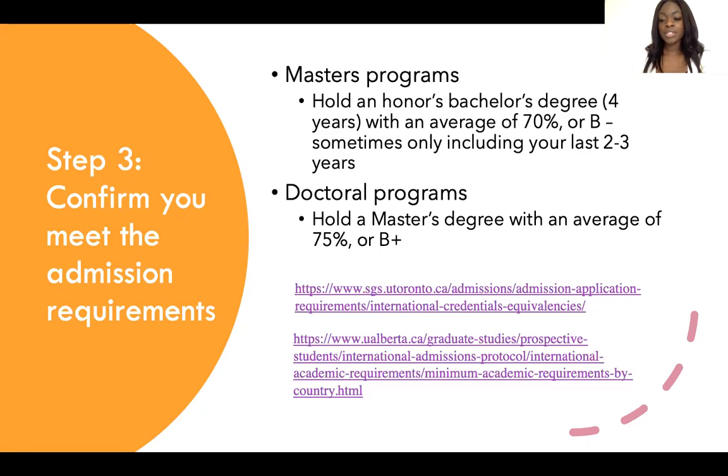For a lot of schools, they don't really look at your whole bachelor. Sometimes they'll just look at the last 2 years or the last 3 years, or even just the last 10 courses, or your highest 10 courses. Similar for doctoral programs, you would have to hold a master's degree with an average of 75% or a B plus. Again, this is just the cutoff, so it's obviously best if you have higher than that. I've listed some websites here, and I'll show you this one quickly, the U of T one.